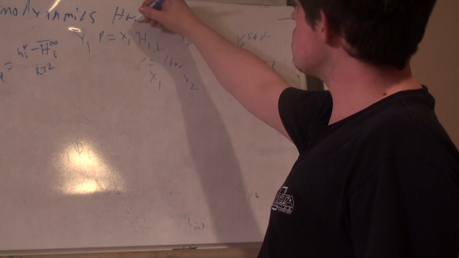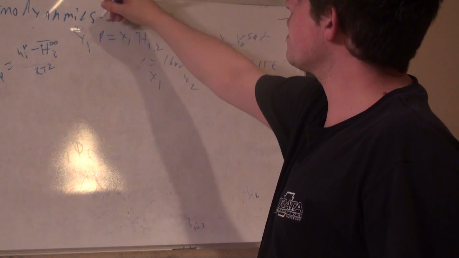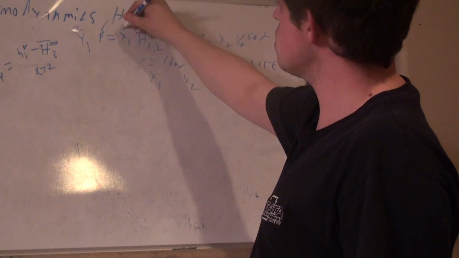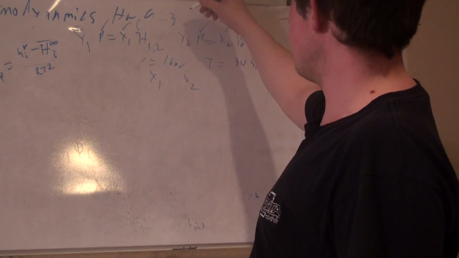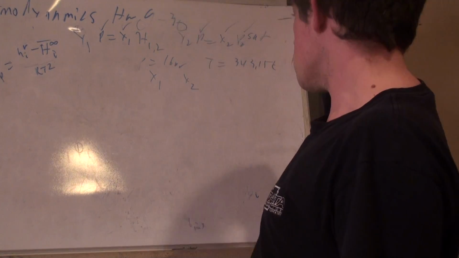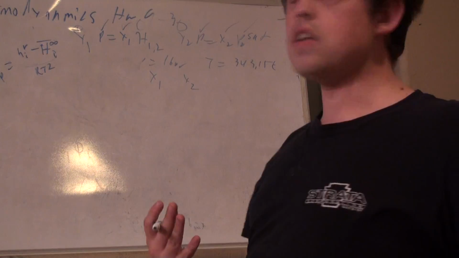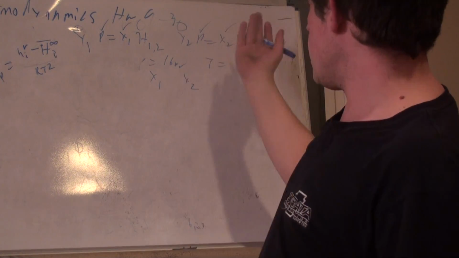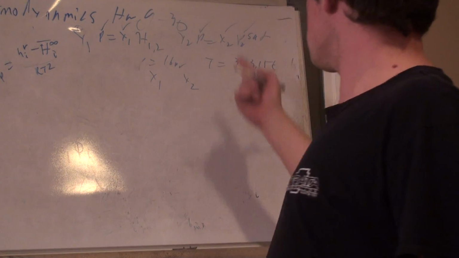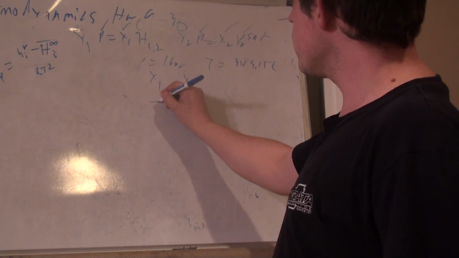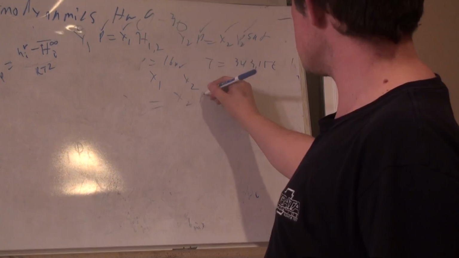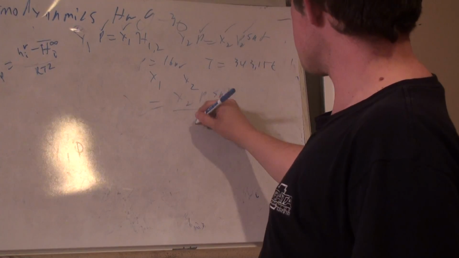I don't know the Henry's law constant, and I don't know y1 or y2. Well, that's easy enough. I look at what I know and what I don't know. I know everything over here except for y2. Well, y2 is equal to x2 P2 sat over P.